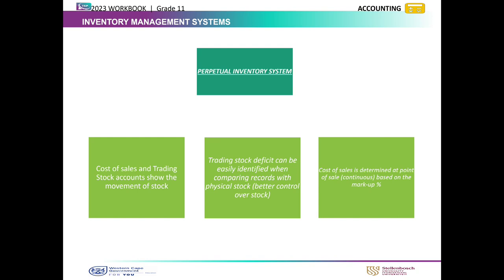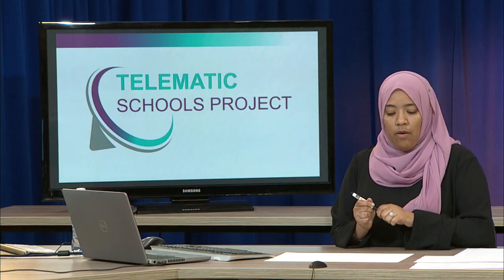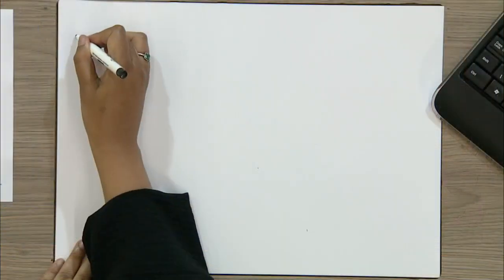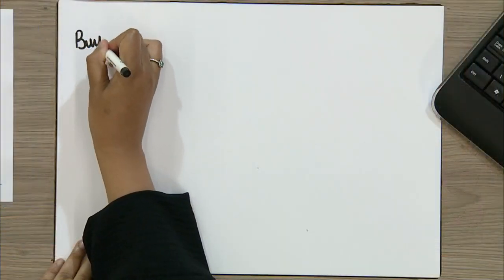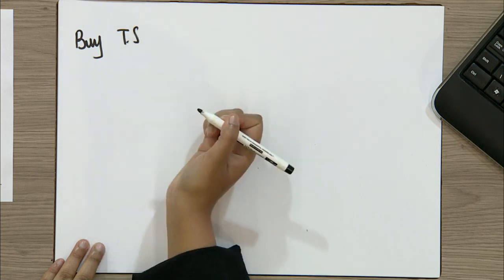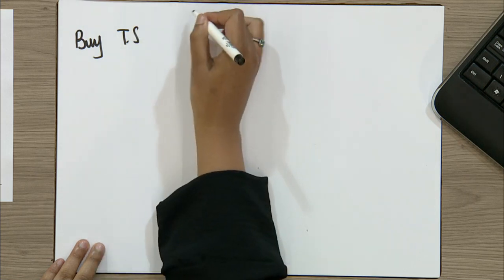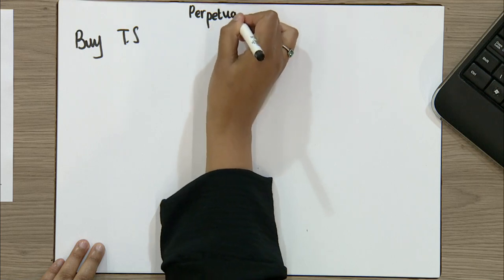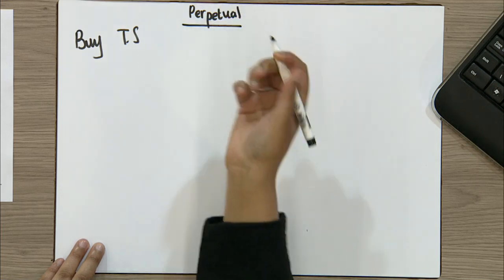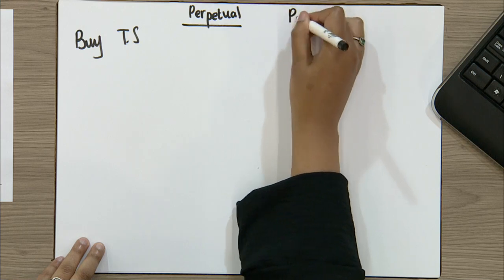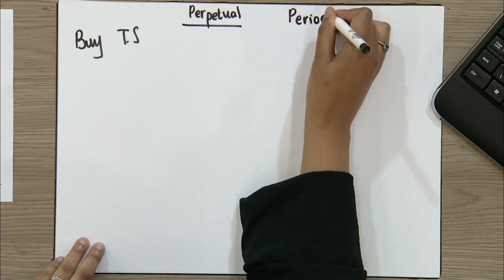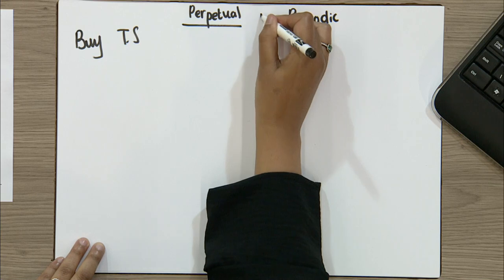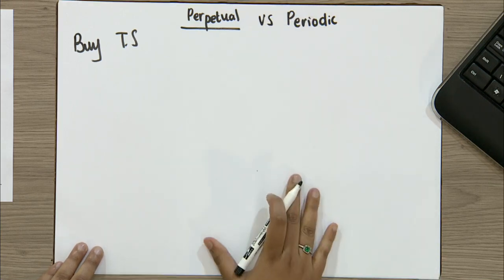Let me have a quick demonstration as well. If we were to make an example of a business buying trading stock, in this case we are going to be using the perpetual method. And I know what you're thinking, oh no, this is difficult. Sorry, this is recap. This is something that we have actually been doing since grade 9. So, perpetual versus the periodic.